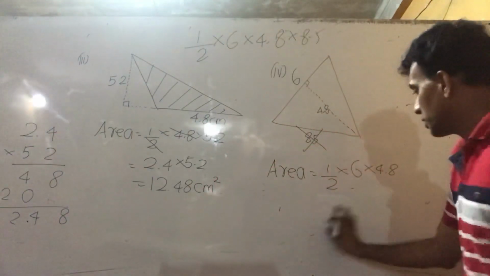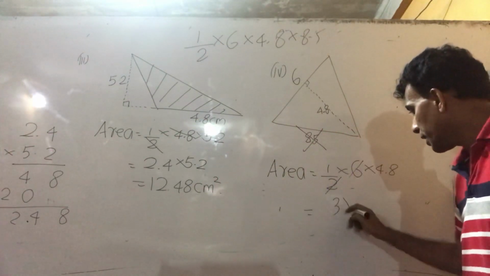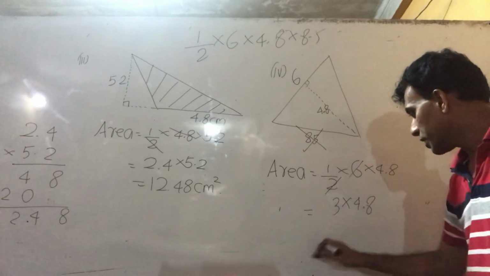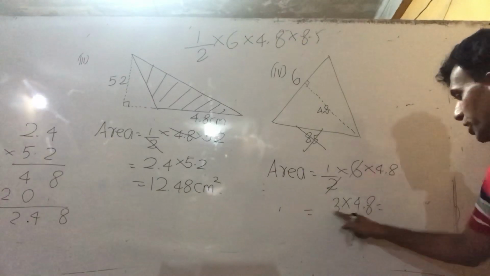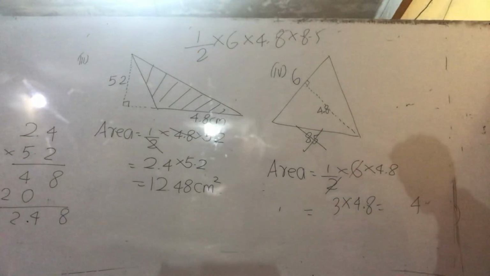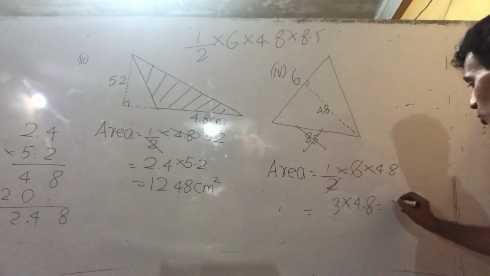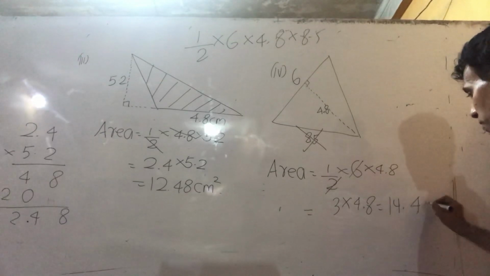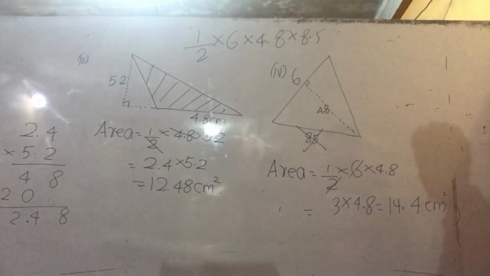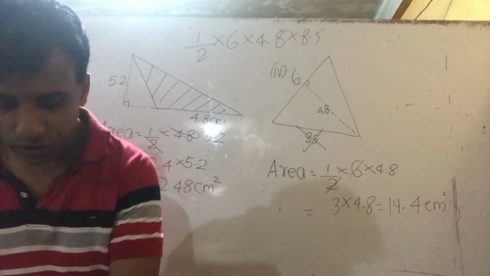So what is the answer? Cut the 2 here, 3 into 4.8, okay? Multiply this: 3 times 8, 24, 2 remaining. 3 times 4, 12 and 2, 14 centimeters square. Is that the method? See another question there.